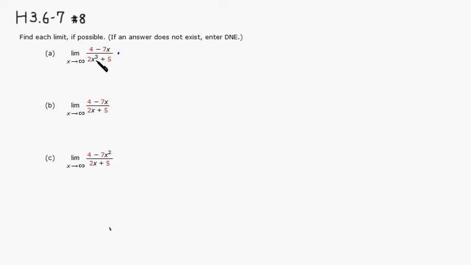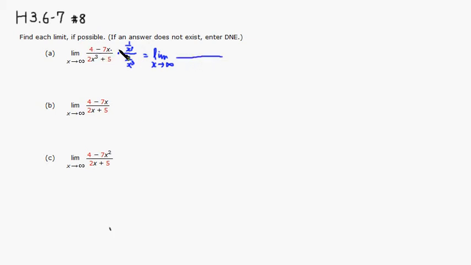The highest power is x cubed. So I'm going to divide top and bottom by x cubed. So we have 1 over x cubed. Then what you get is, we still have the limit as x approaches infinity. So it's going to be a big fraction.